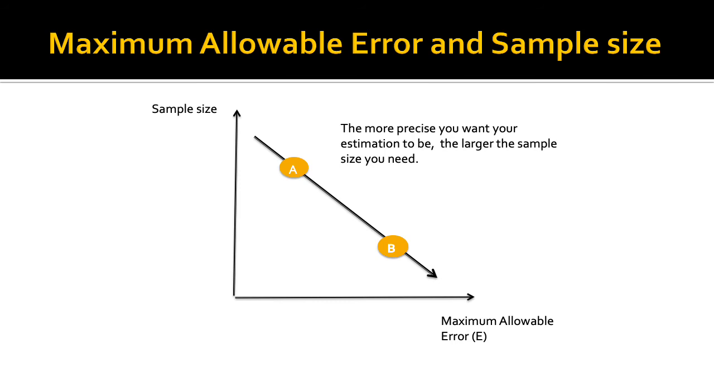So in this case, what we find is the more precise we want our estimation to be, the larger the sample size we need. So notice, as the sample size is smaller, we're going to have more error. Larger sample sizes reduce the error.